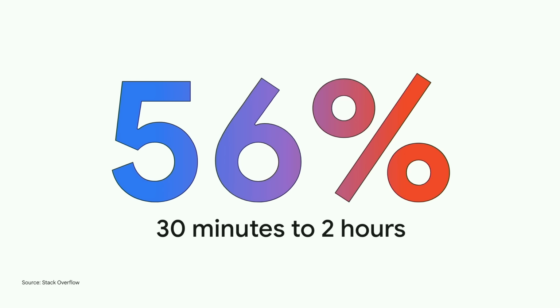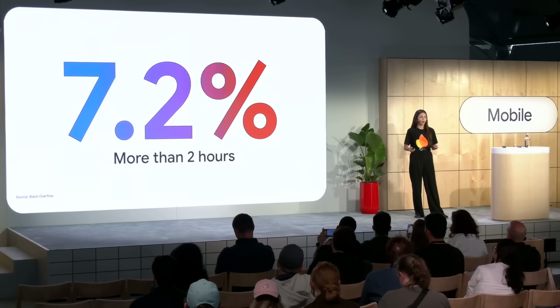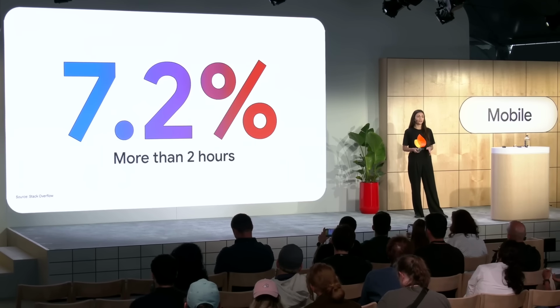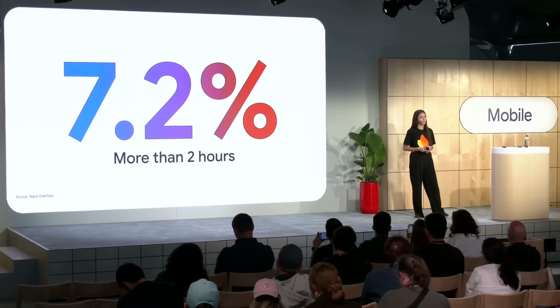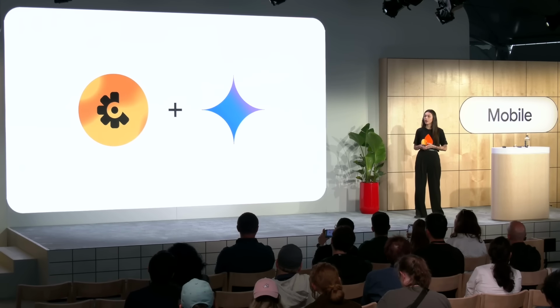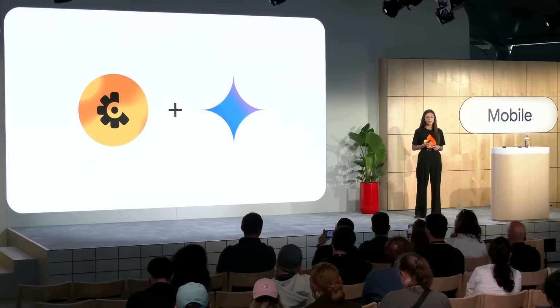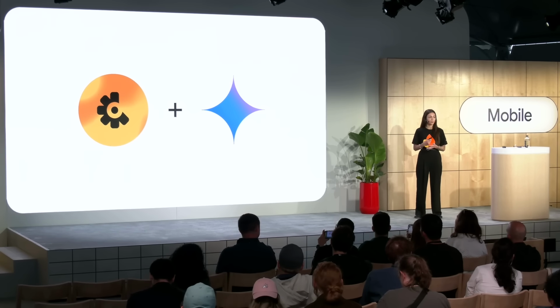According to a recent Stack Overflow survey, 56% of developers spend from 30 minutes to 2 hours a day trying to find solutions to problems that they encounter in the apps. 7.2% spend more than 2 hours a day. These are big numbers. And Crashlytics now has some new features that can help you decrease that time by a lot. Crashlytics now taps into the power of Gemini to help you in the process of prioritizing, understanding, looking for solutions, and finally fixing your app issues.